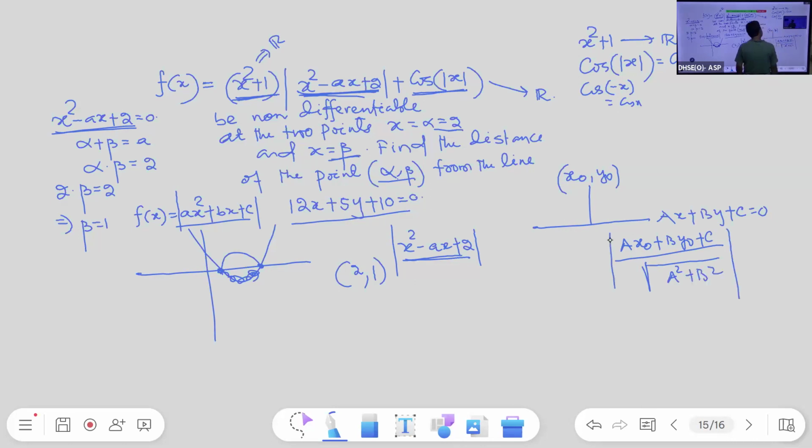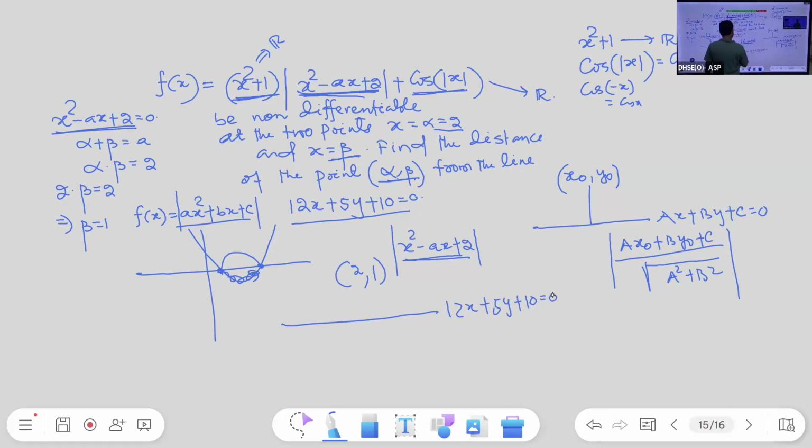Why are we taking the mod? Because distance can never be negative, right? So here the given line is 12x + 5y + 10 = 0, and the point is (alpha, beta), where alpha is equal to 2 and beta is equal to 1. So we have to find the distance. Distance means perpendicular distance of the point (2, 1) from the line 12x + 5y + 10 = 0.